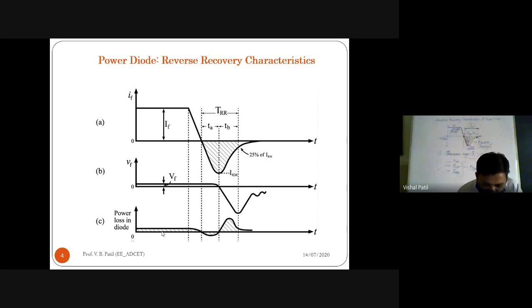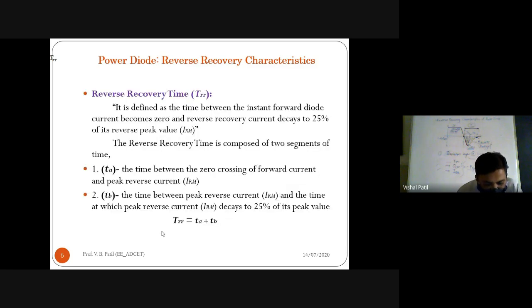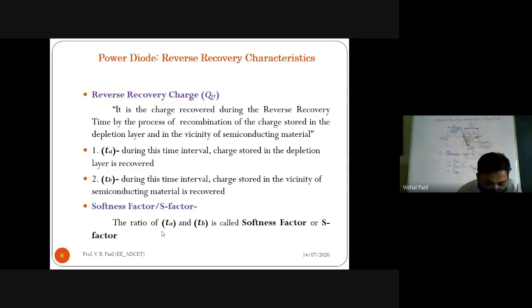Part A is important. Reverse recovery time is defined as the time between the instant the forward diode current becomes zero and the instant the reverse recovery current decays to 25% of its reverse peak value, that is IRM. The reverse recovery time is composed of two segments. The first is the time between the zero crossing of forward current and the peak reverse current, which we call TA. The next is TB, the time between the peak reverse recovery current and the time at which the peak reverse current decays to 25% of its peak value. So TRR has two components, TA and TB.